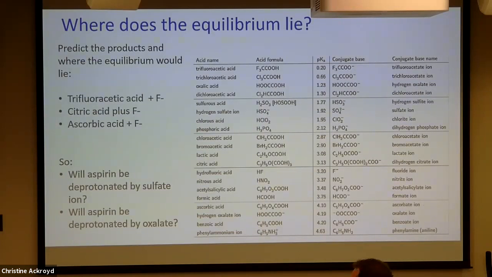Okay, plus sulfate ion. So we get salicylate ion plus the protonated form of sulfate, which is hydrogen sulfate. Okay, what's the pKa of the HSO4 ion? Probably put on here, 1.12.